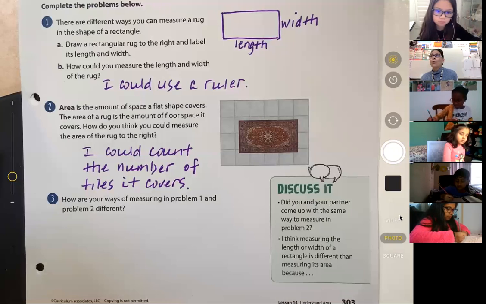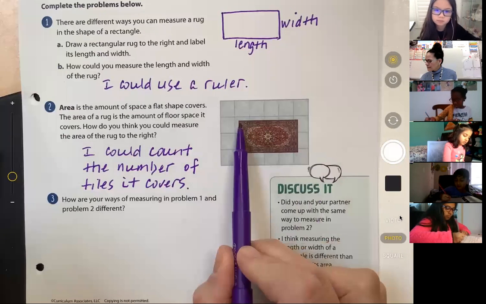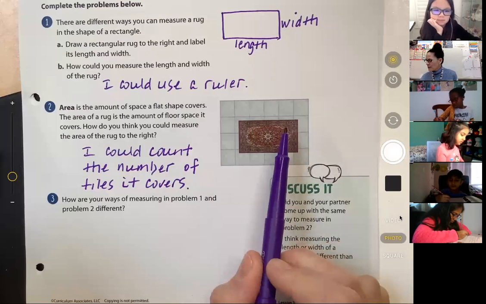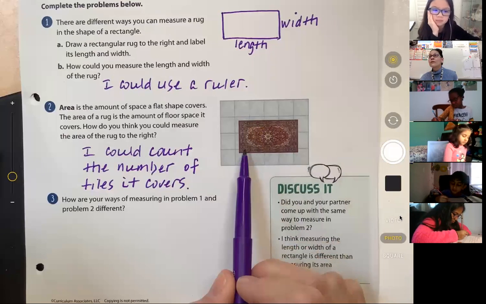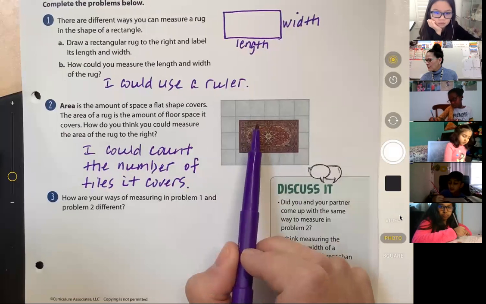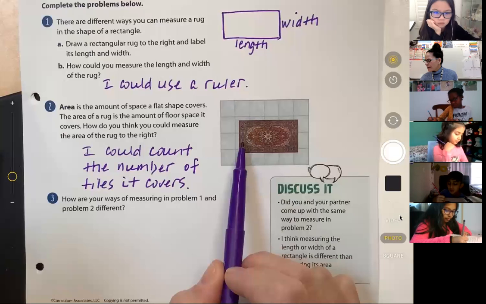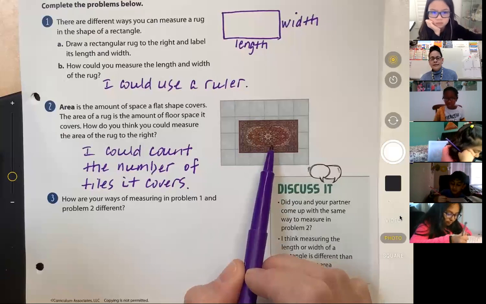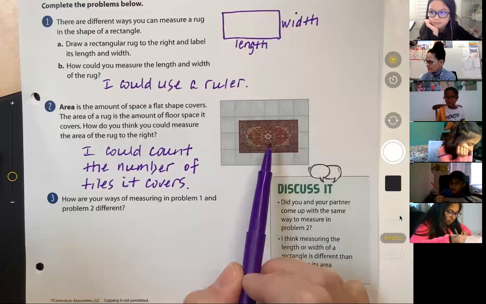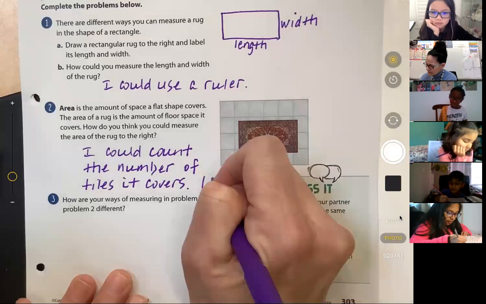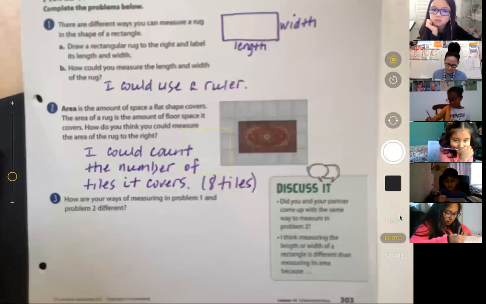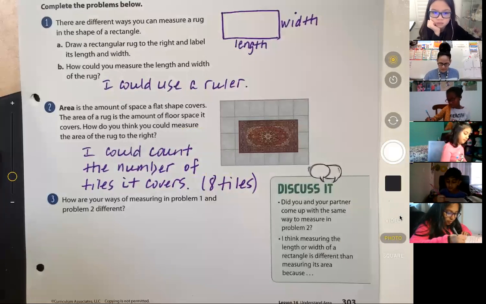So let's count them. Here's the rug, or that two-dimensional closed shape. And here are the tiles underneath that we can clearly see. They're kind of a gray color, right? Let's count them. 1, 2, 3, 4, 5, 6, 7, 8. It covers 8 tiles.